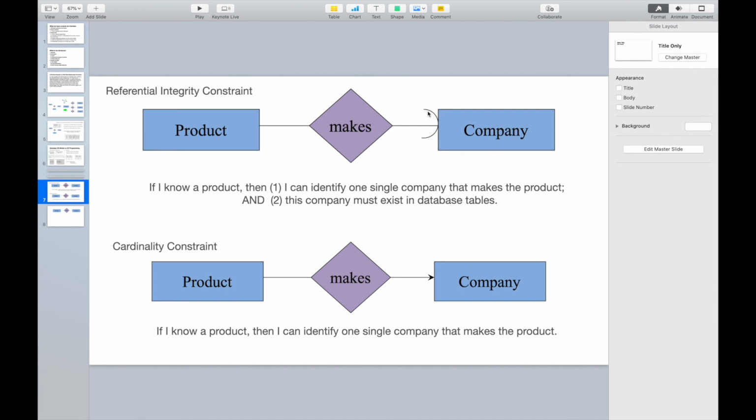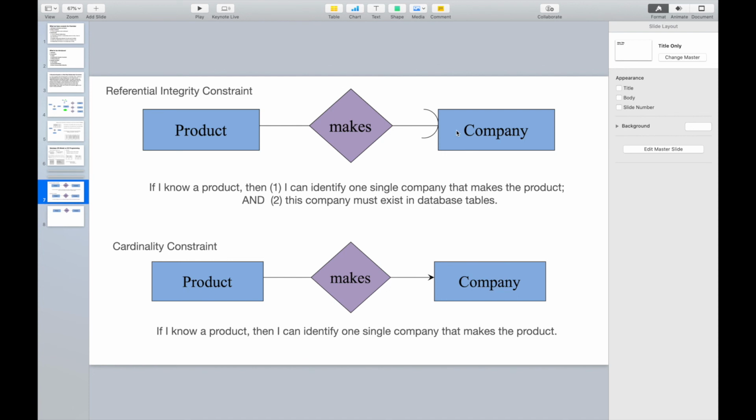So what does this diagram mean? When we have a diagram like this, we can read it from two perspectives. The first perspective is, given a product, I can find one single component that makes this product. In addition, this component must exist in our database tables. So from our product, we're referring to the component that makes it. Only one single component should exist, and this component must exist in our tables. This is the physical meaning of a diagram like this, with the rounded arrow pointing to the component.